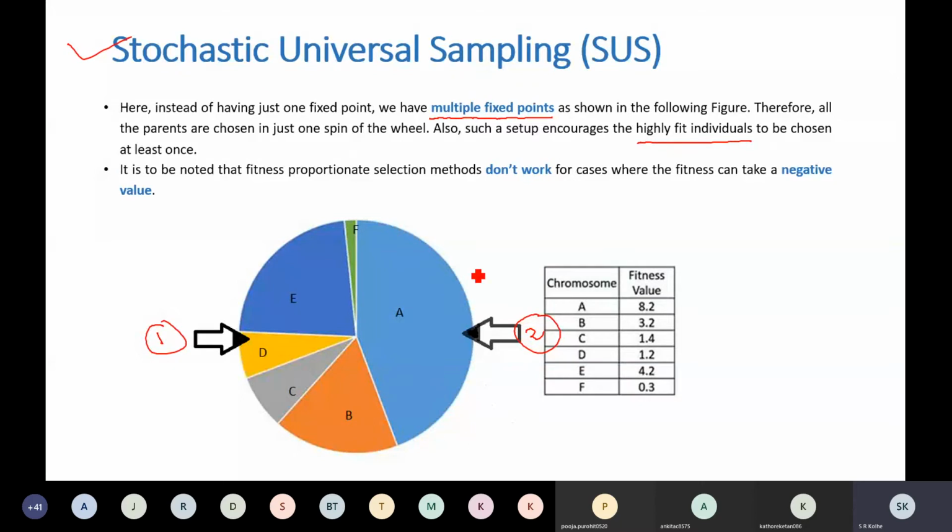Now, fitness proportionate selection methods do not work if the fitness value is negative. We will see how to deal with that. But in case of SUS, stochastic universal sampling, the only change is that you will have multiple fixed points. So which chromosomes are selected in this example? Which solutions are selected?